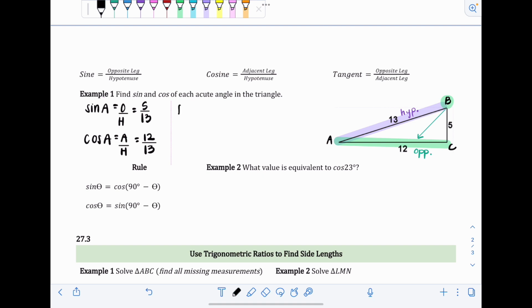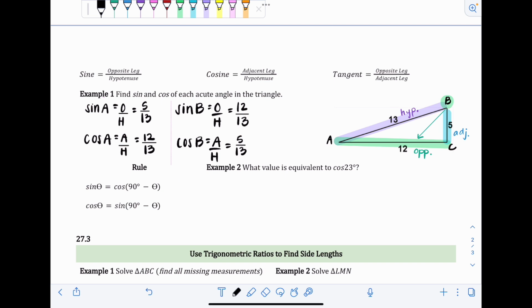So for sine of angle B, sine is opposite over hypotenuse, and the opposite side from angle B is 12 over the hypotenuse, which is 13. And then for cosine of angle B, cosine is adjacent over hypotenuse, and the adjacent side of angle B is the leg that helps create it, so that would be BC. So 5 is my adjacent leg. So we put 5 in the numerator over 13 in the denominator.